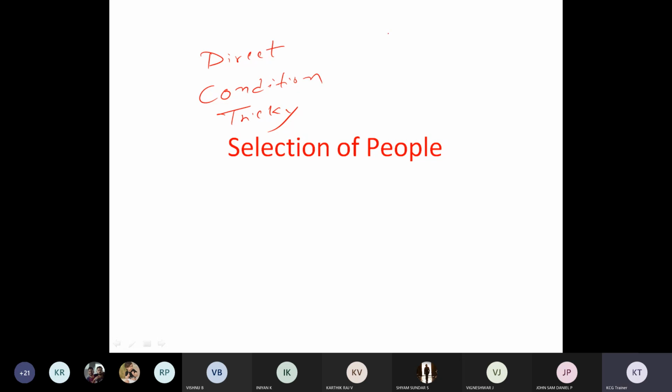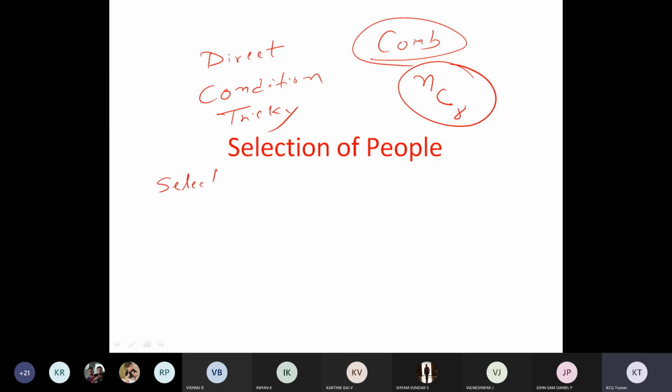Selection in combination means we have to select using the formula called NCR. In each and every problem you have to use the same thing, NCR. NCR means select R out of N. So N should be a higher value, R should be a smaller value.